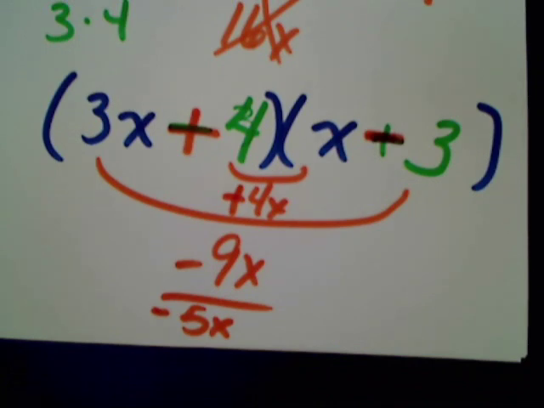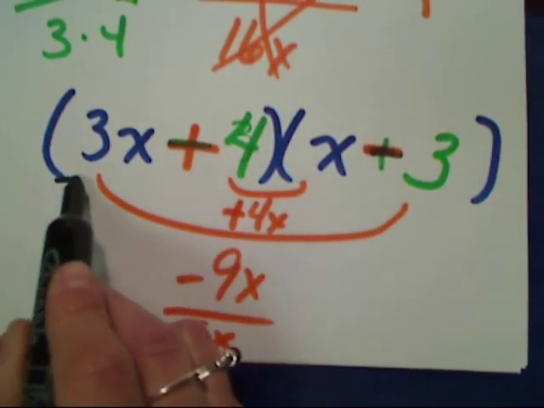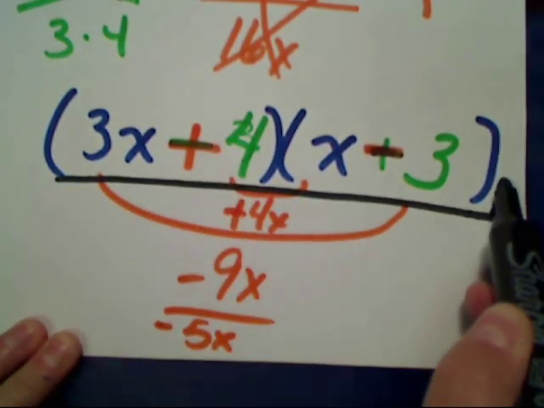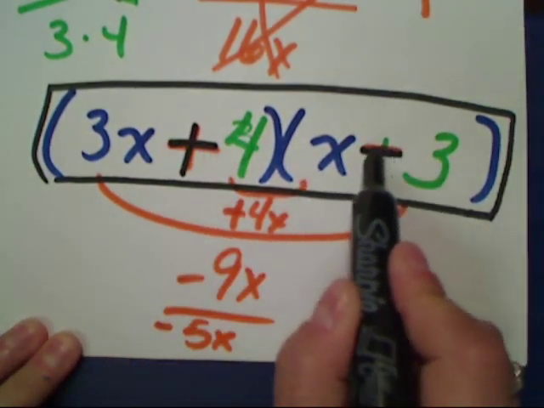So the answer to factoring 3x squared minus 5x minus 12 is 3x plus 4 times x minus 3.